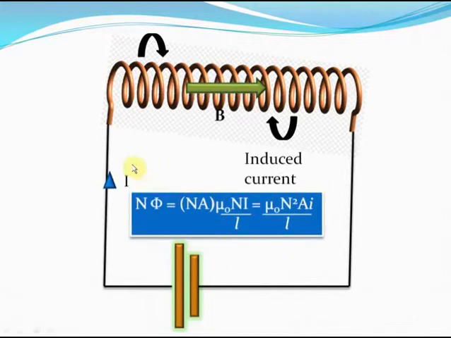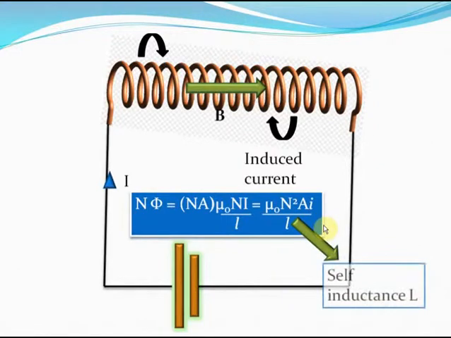If N phi represents the net flux through this solenoid, in that case you can clearly say that N A into mu naught N i by L is the net flux through this solenoid. N is the number of turns through the solenoid, isn't it? And mu naught N i by L is clearly the magnetic field because of a solenoid. We had already studied that earlier. When you simplify this expression, you get mu naught N square A by L into I.